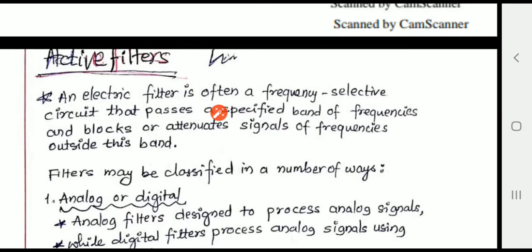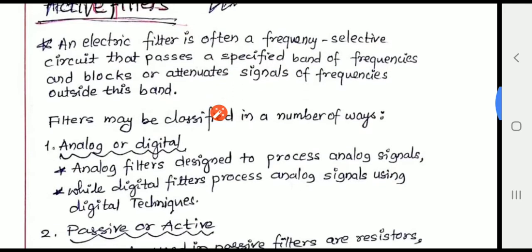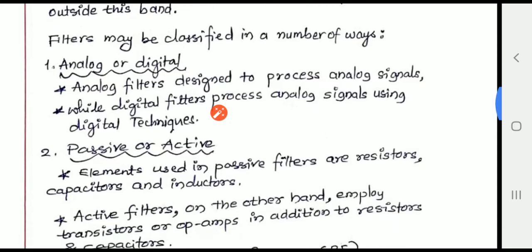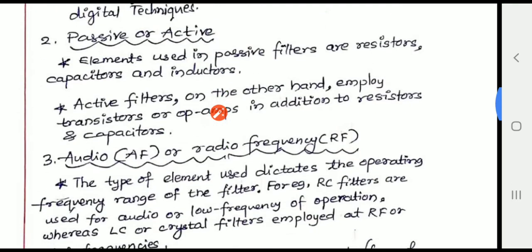Everyone. So now we'll start with the next topic, active filters. Filters are nothing but a way to eliminate or remove the unwanted frequency components from the signal. Here they are classified as analog or digital filters, which process analog or digital kinds of signals. Next is passive or active filters.